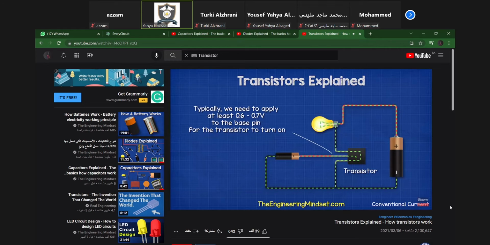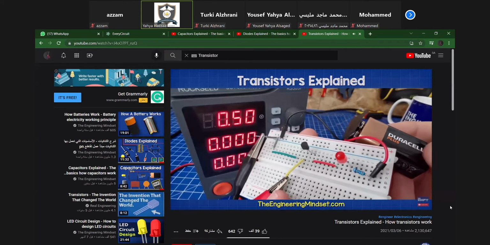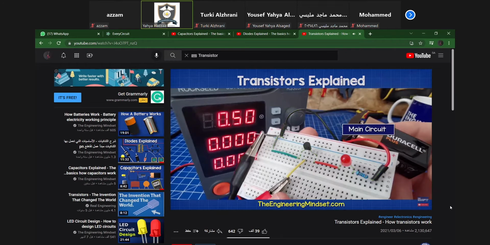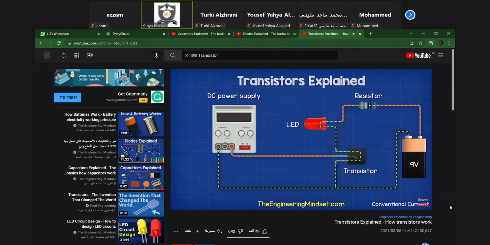Typically, we need to apply at least 0.6 to 0.7 volts to the base pin for the transistor to turn on. For example, this simple transistor circuit has a red LED and a 9-volt power supply across the main circuit. The base pin is connected to the DC bench power supply. The circuit diagram looks like this.